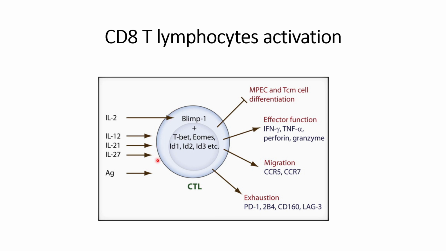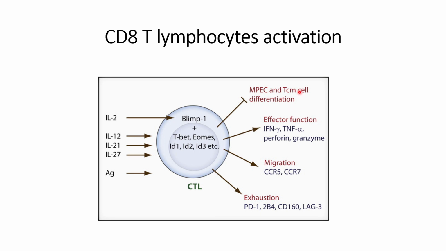How does the signal of this T cell lymphocyte increase? It increases if it receives the following signals: interleukin 2, interleukin 12, interleukin 21, interleukin 27, and the AG signal. I'm not able to recall the full form of AG signal, but you can go through the reference provided in the description for more detail. After these signals are received by CTL, it will prevent the MPEC and TCM cell differentiation. These are the memory cells, and these cells have the memory of the antigen of the virus.